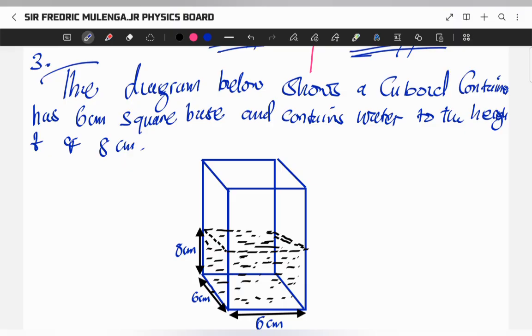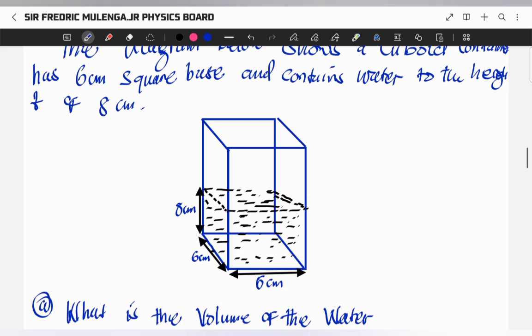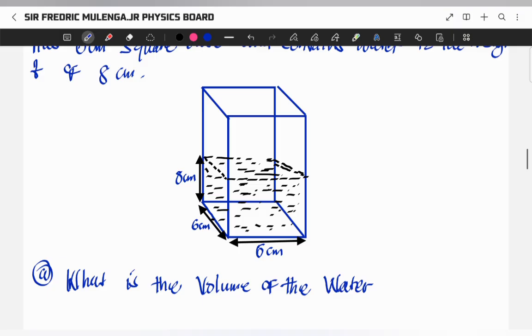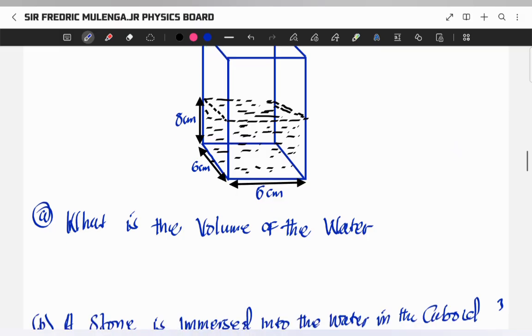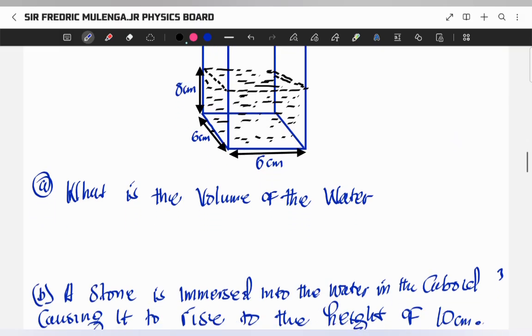The container has a 6 centimeter square base and contains water to the height of 8 centimeters. So this is what we are seeing. We have a visual there trying to paint what is in the question. So the first question says, what is the volume of water? All right, we know that the formula for volume of a cuboid is L times B times height.